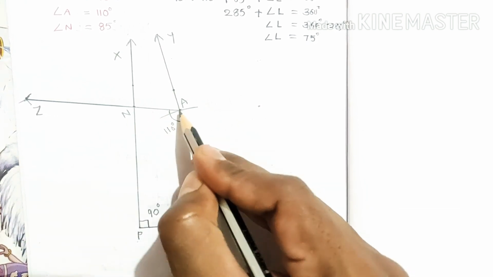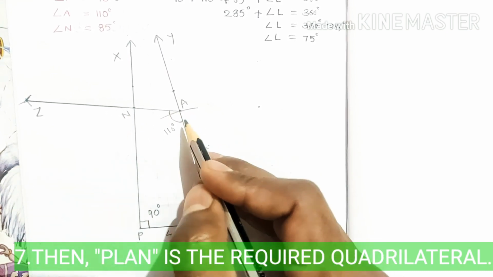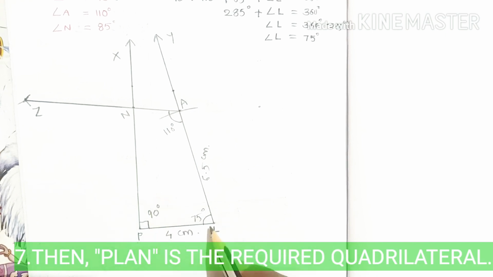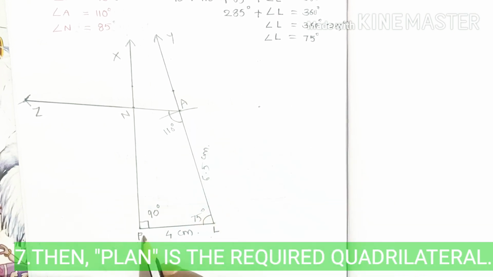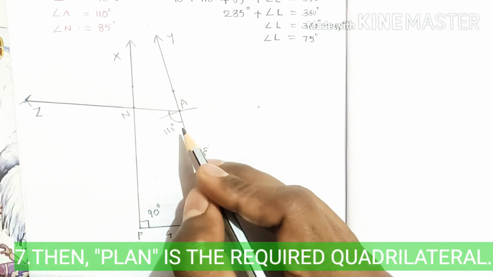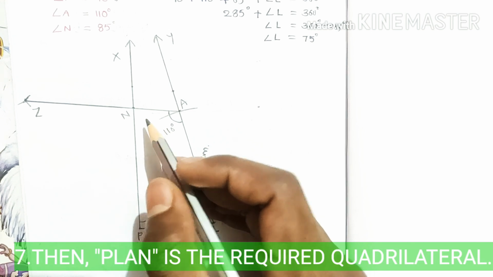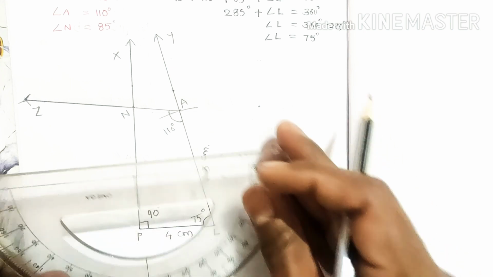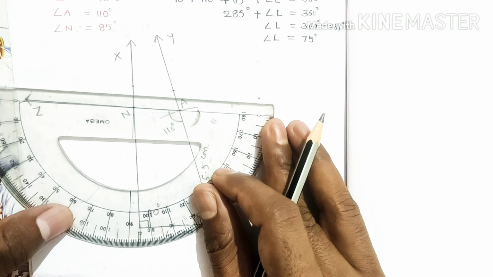PLAN quadrilateral constructed. This is our required quadrilateral PLAN with the given measurements. PL is 4 cm, LA is equal to 6.5 cm, angle P 90 degree, angle A 110, angle N will be 85 degree. Here we did not construct 85 degree, but from this you can check whether your diagram is correct or not. Angle at N, 85 degree it has to be there.